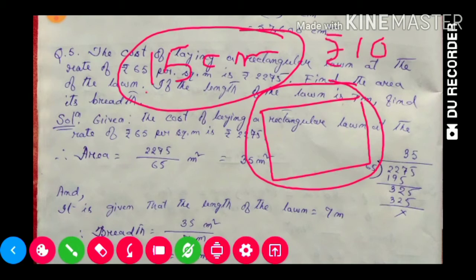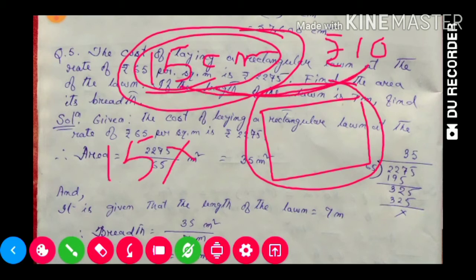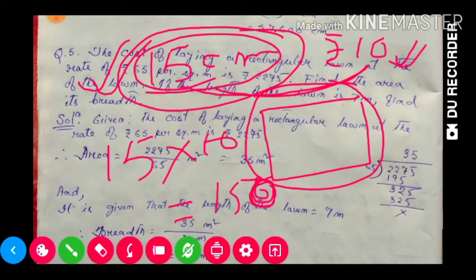So the total length is 15 centimeter. So how much total rupees are needed? If we multiply 15 into 10, then we will get the total price needed: 150. Now see, the perimeter we got here is 15 centimeter, and per centimeter the needed rupees is 10. So if the perimeter is not given, then how will we get this perimeter of 15 centimeter? With the help of the per-unit rate and the total rupees.